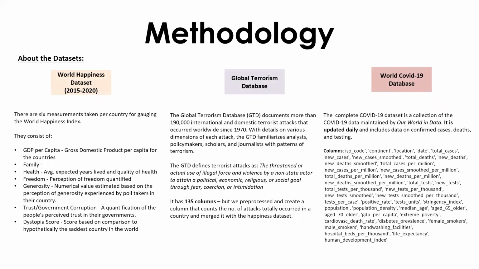These are the 3 datasets that we use for our project. The first is the World Happiness dataset, which contains information corresponding to each country like GDP per capita, health, freedom, and happiness index. The second is the Global Terrorism Database, a publicly available database provided by the University of Maryland. It contains 135 columns, and we utilized only the information between 2015 and 2018. Next comes the World COVID-19 database, taken directly from the Our World in Data website, where it is updated daily and includes data on confirmed cases, deaths, and testing.